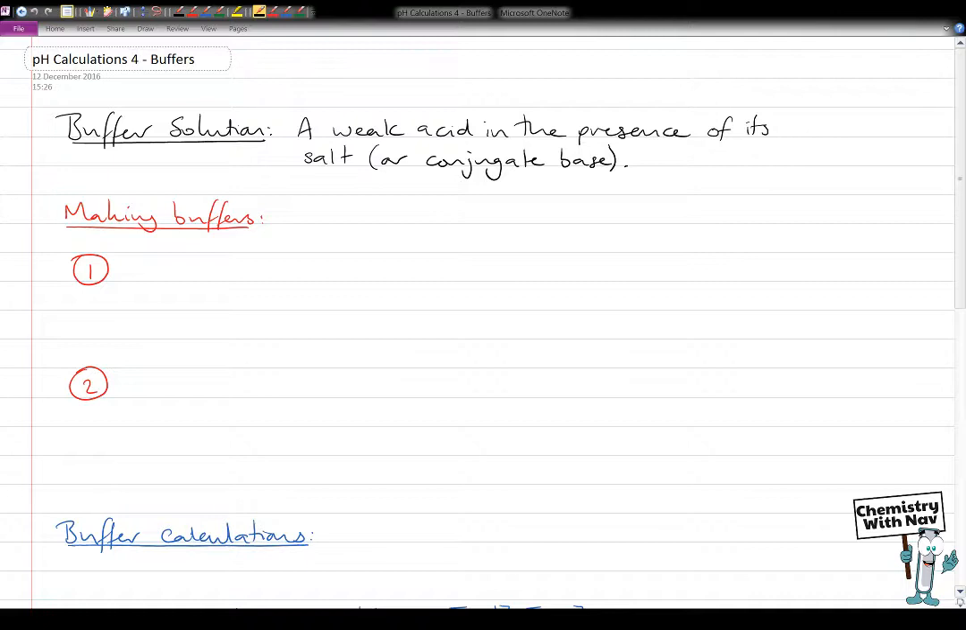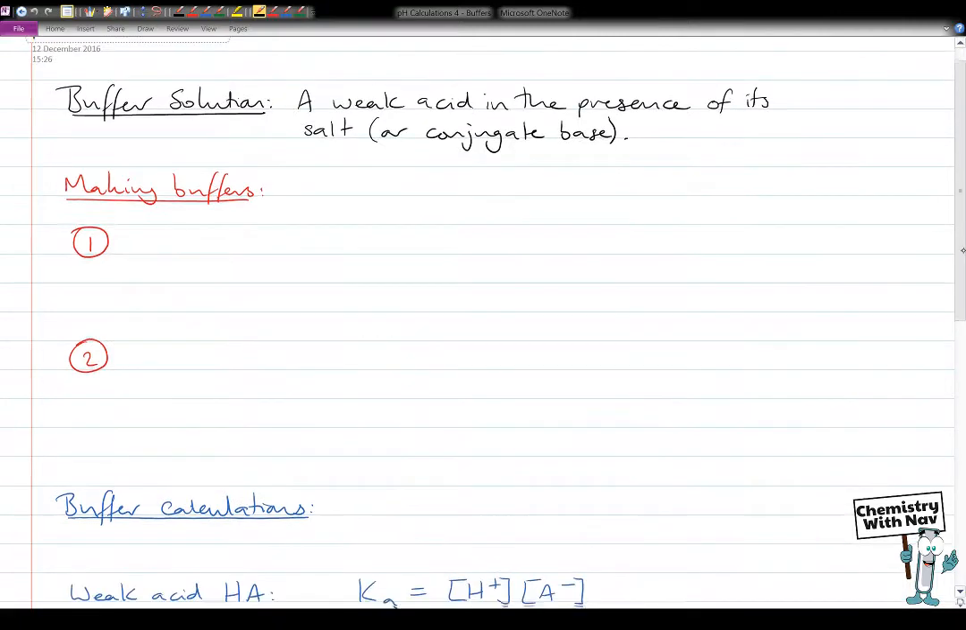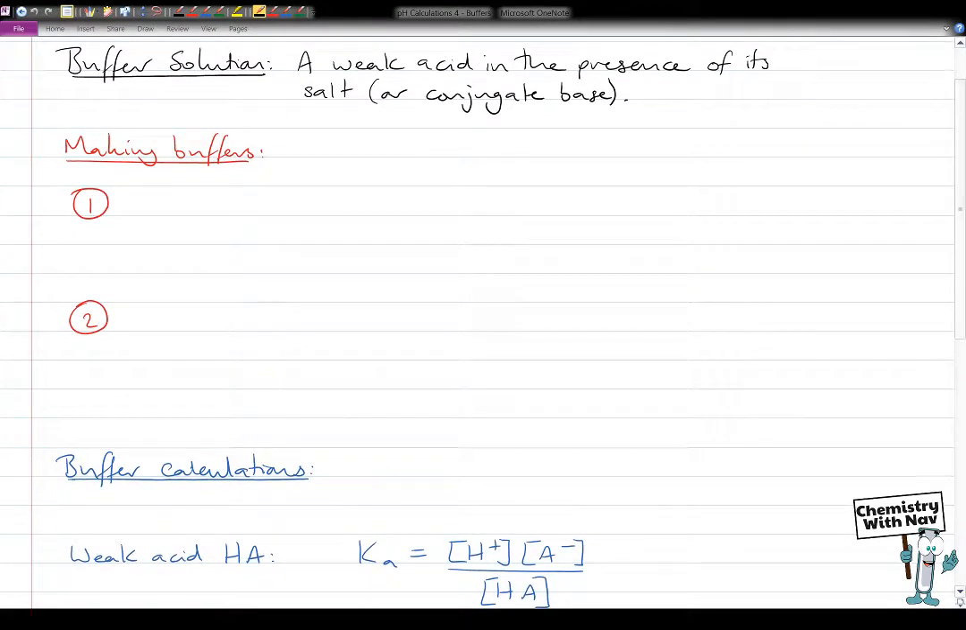But an acidic buffer is made by putting a weak acid in the presence of its salt or its conjugate base, which is the same thing. And there are two main ways of making acidic buffers. You can literally add the solution of weak acid and the weak acid salt. So that's the very direct method.